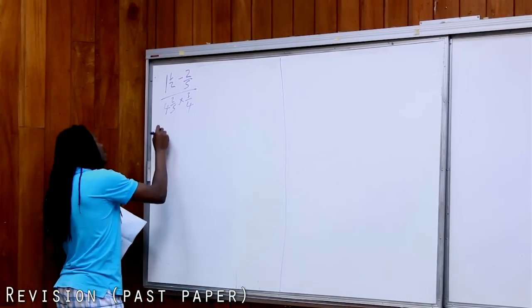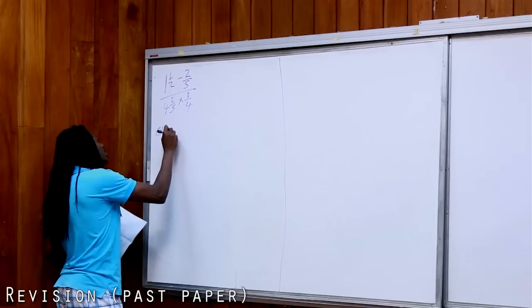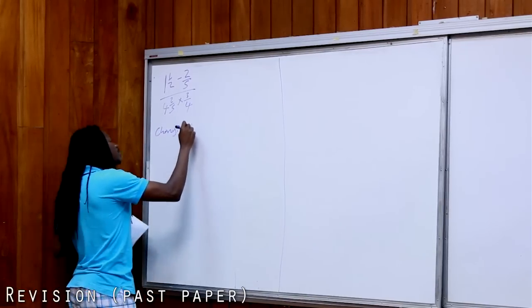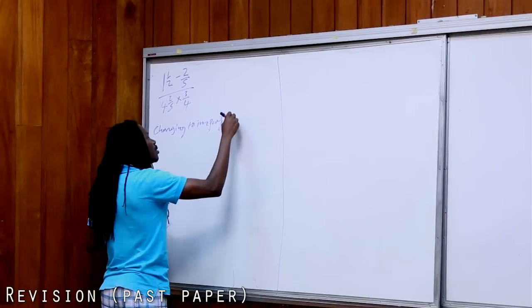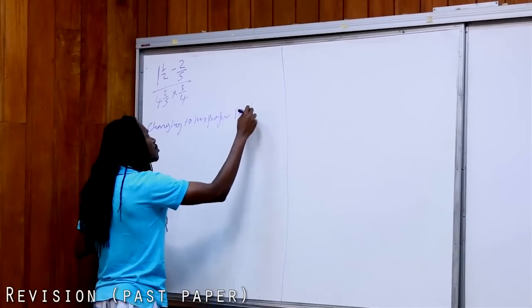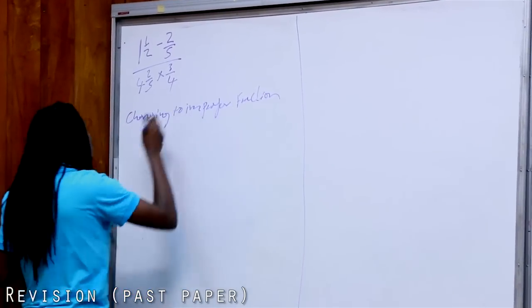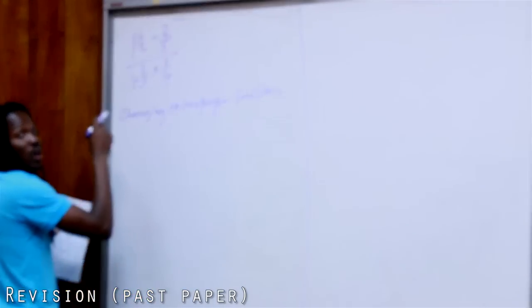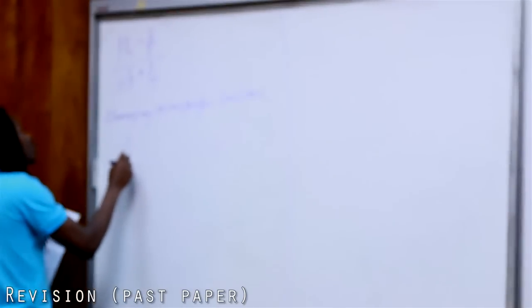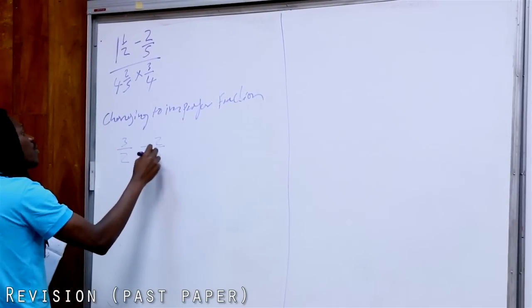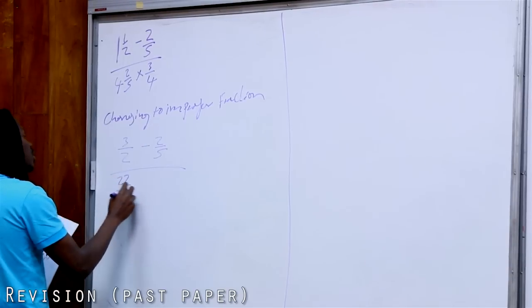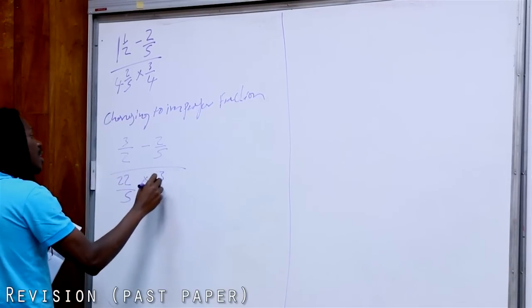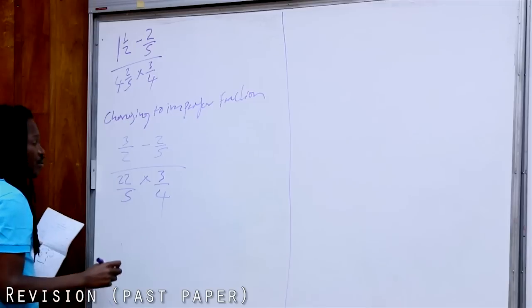Step 1: changing to improper fraction. 2 ones are 2, and 1 is 3, so 3 over 2 minus 2 over 5 over 5 times 4 is 20. Then 22 over 5 times 3 over 4.